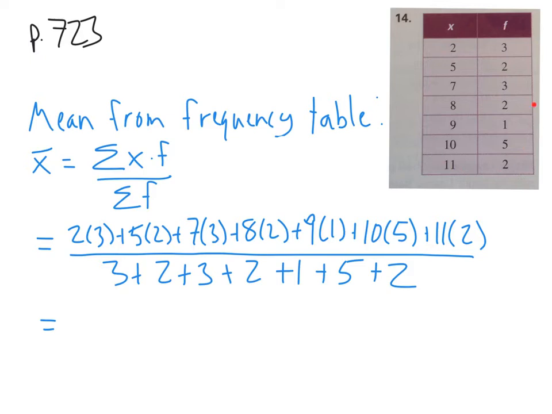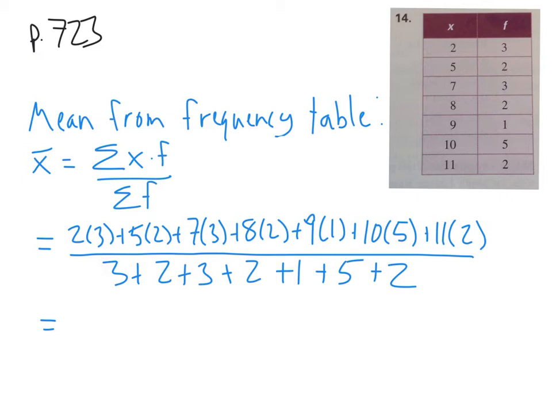If you have a frequency table, the frequencies tell you how many of each value there are, right? So 3 2's, 2 5's, etc. So there's 3, 2, 3, 2, 1, 5, 2 different values. And if you add all these up, that'll tell you how many values there are. That's what sigma f means. It means add up all the frequencies. And that's what I've shown down here. These are all the f's just added together.